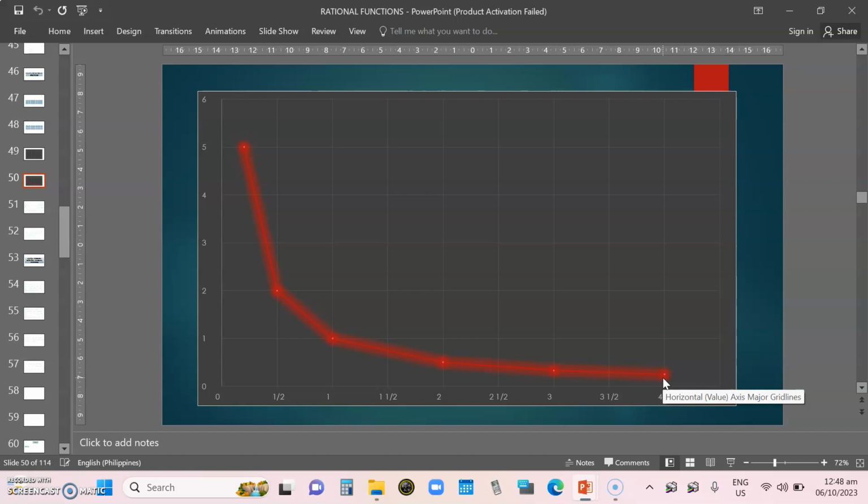Is there any question or clarification about the graphs of a rational function? Again, if you have a question, please don't be hesitant to ask in our GC. That ends our topic this morning. Prepare for our next topic, how to solve for the asymptotes of a rational function.